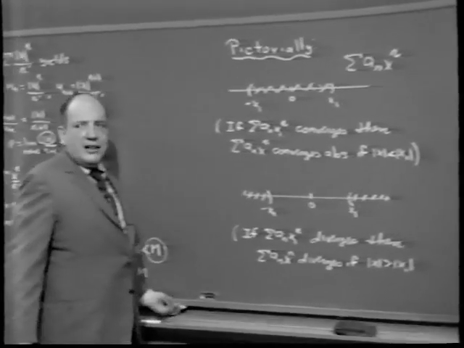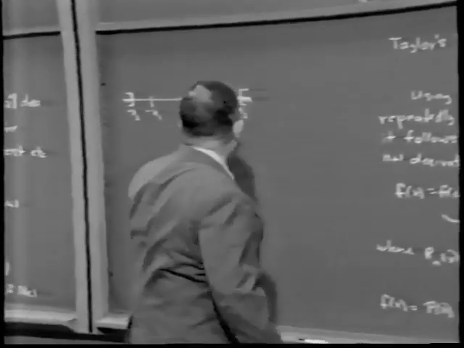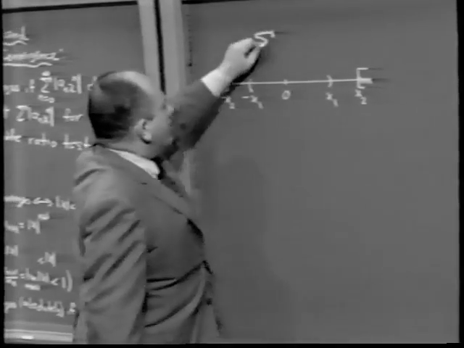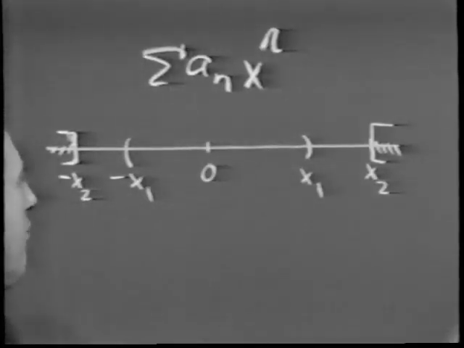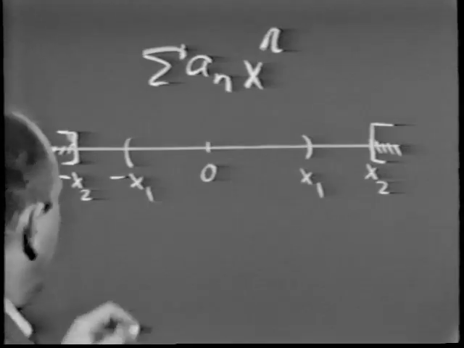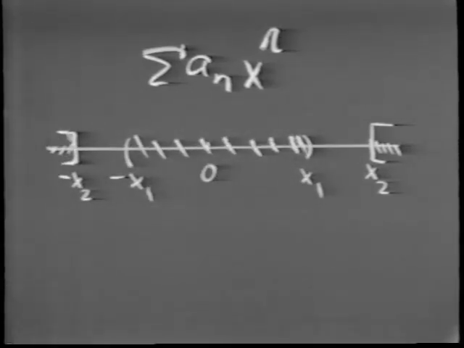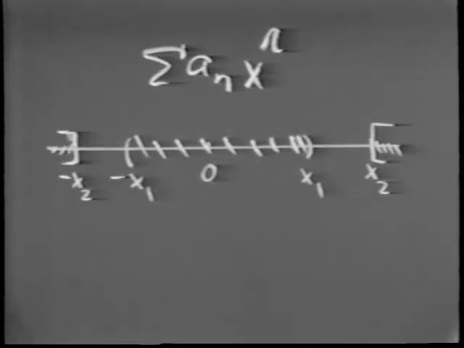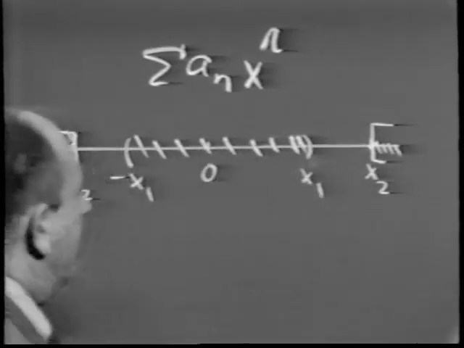Let me show you again in terms of an extended diagram. The idea goes something like this. Given the series summation a n x to the n, pick a number x equal to x1. Suppose the series converges at x1. Then we know that it converges every place in here, so there's no need to check this any further. What we do next is pick a number x2 outside of this interval. Say x2 is over here.